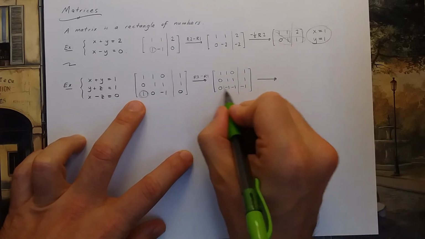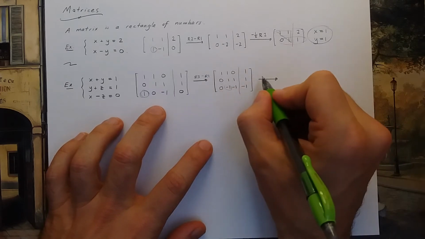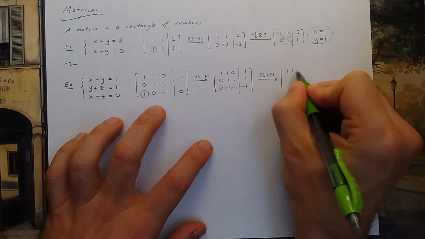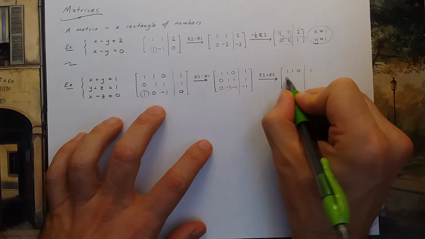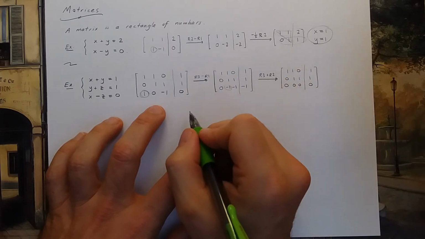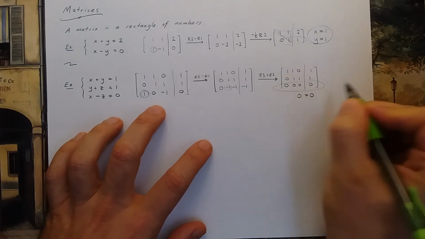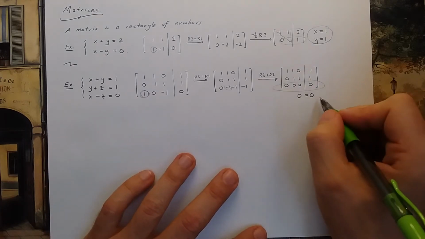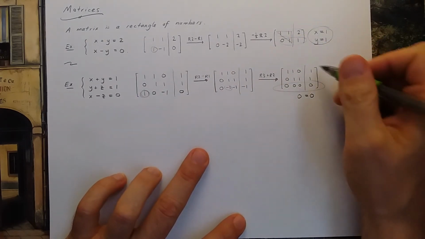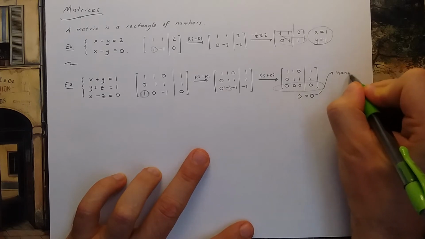Next, I want to get rid of this negative 1, again trying to make a triangle. So doing the row operation, row 3 plus row 2 gives 1, 1, 0, 1, 0, 1, 1, 1, and then the last row happens to be all zeros. That's the equation 0 equals 0. And when you get 0 equals 0, that's the situation when you have overlapping lines in your system. This means we have a situation with many solutions.